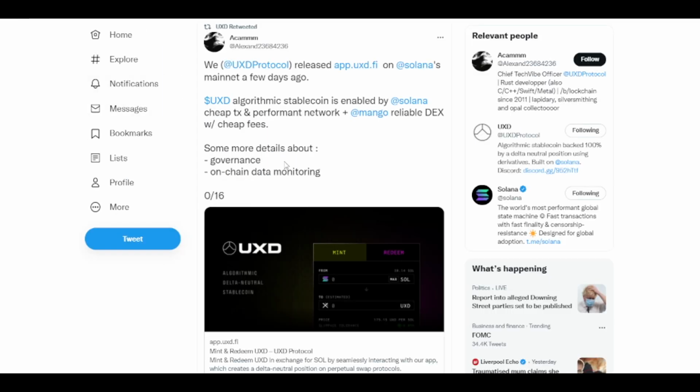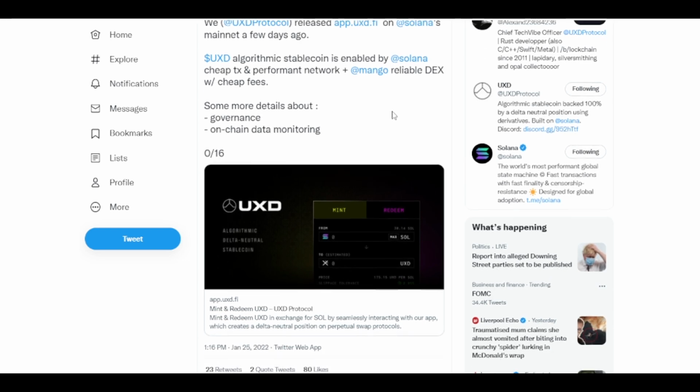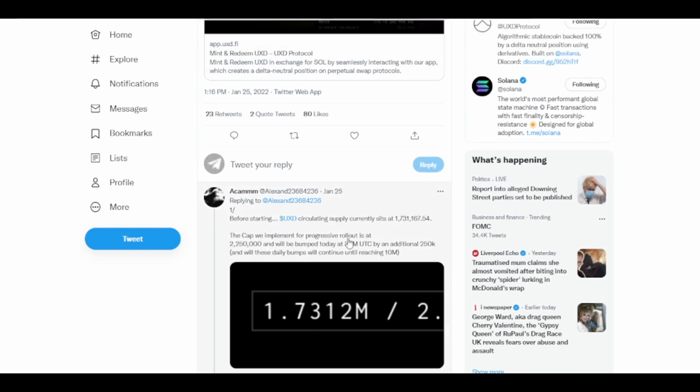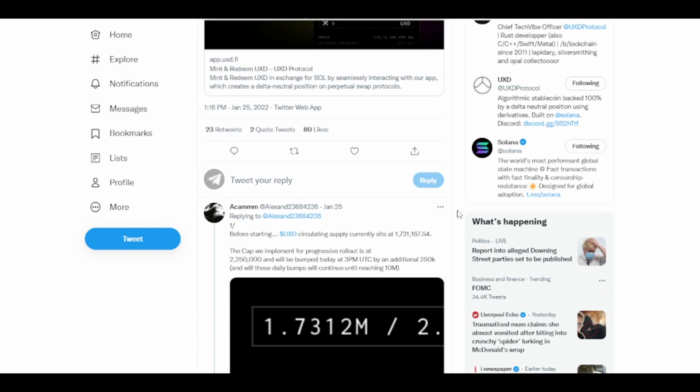So there's this really cool tweet thread that I'm going to leave in the description down below. If you want to take a look further into UXD and some of the finer points, definitely go ahead and check it out. For example, it shows that the UXD circulating supply is currently sitting at $1.731 million. If you're starting to hold UXD now, you're early to UXD.